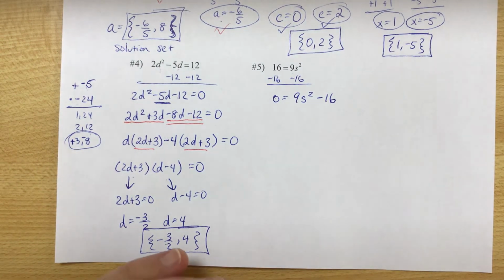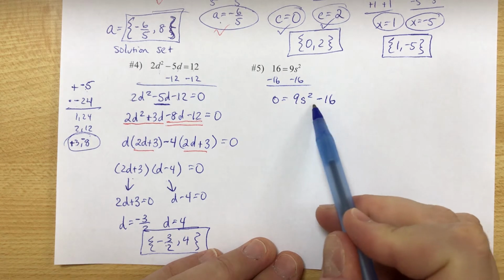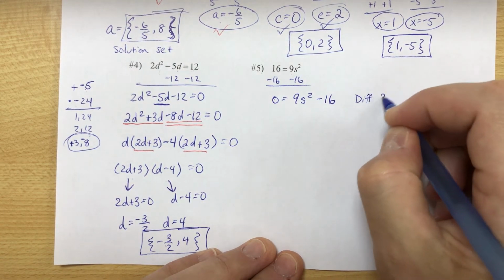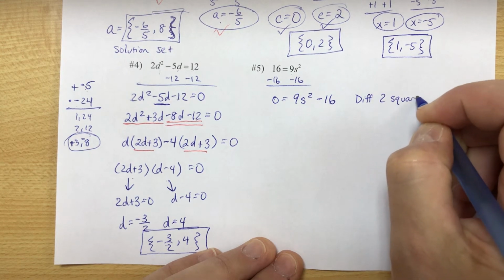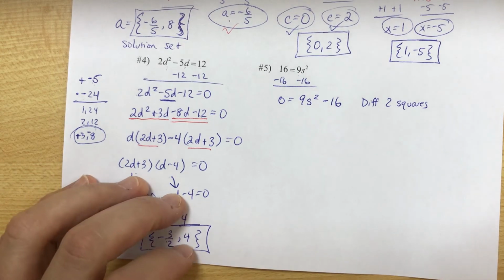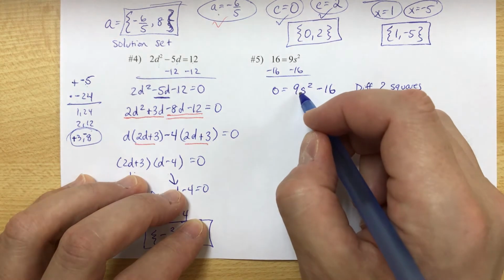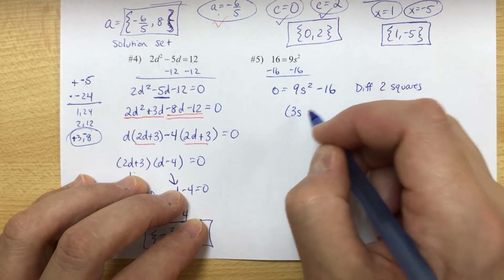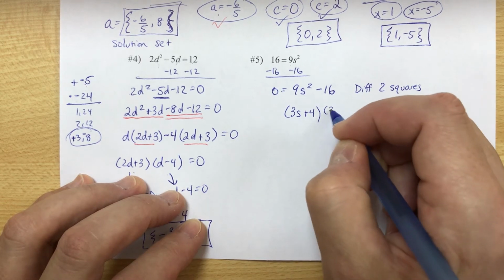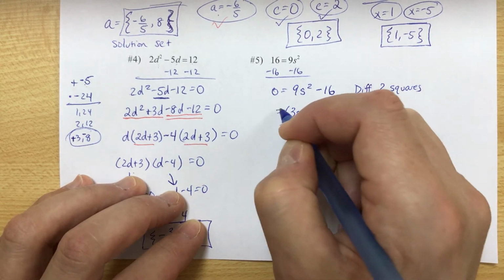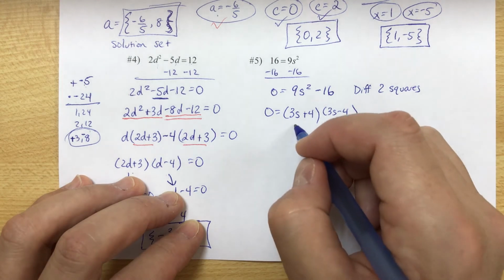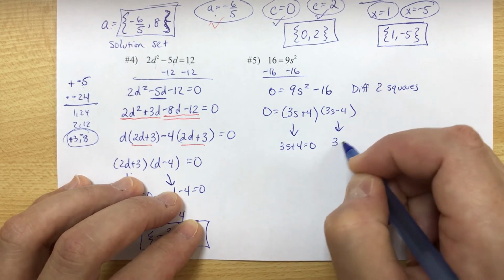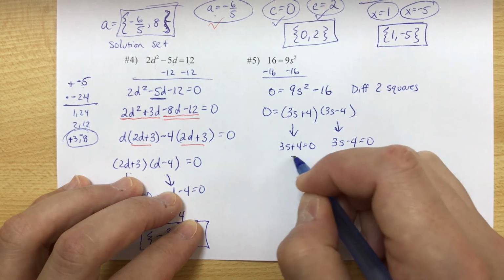Now, you can look at this as a trinomial and put a 0s in the middle, but this is a difference of 2 squares. This is one of those special factor patterns. So I'm going to do the square root of this. That's 3s, that's a perfect square, plus 4 times 3s minus 4 equals 0. And now we're going to take each factor, put it equal to 0. Let's go ahead and solve it.